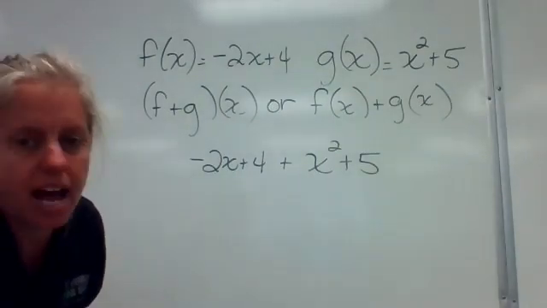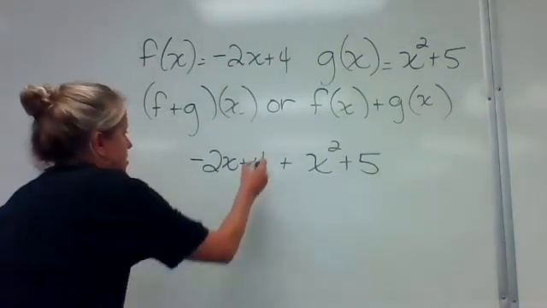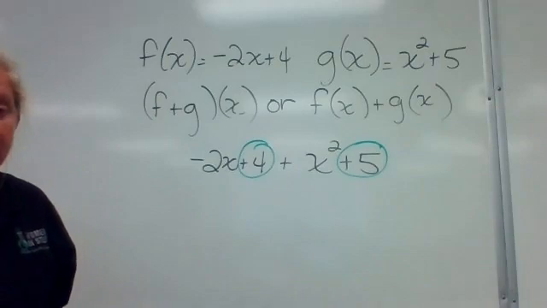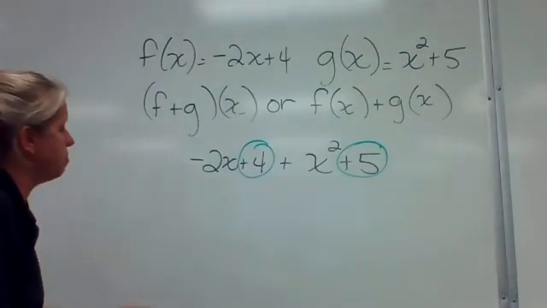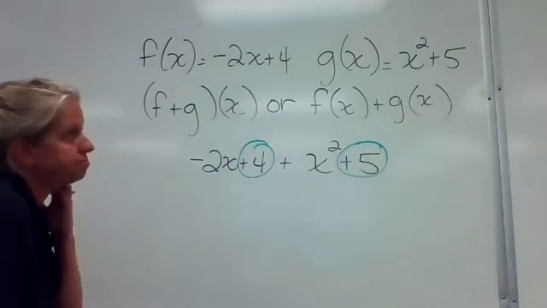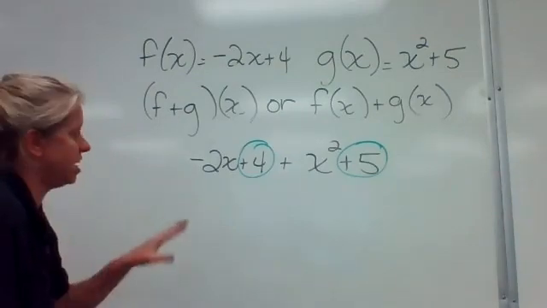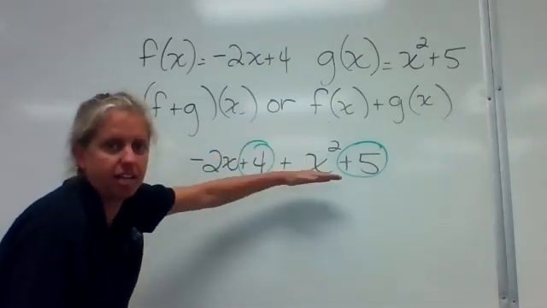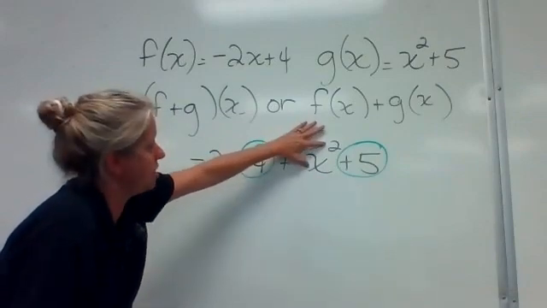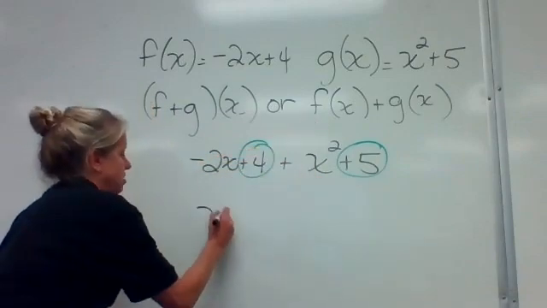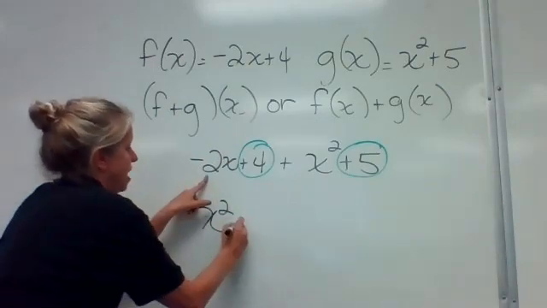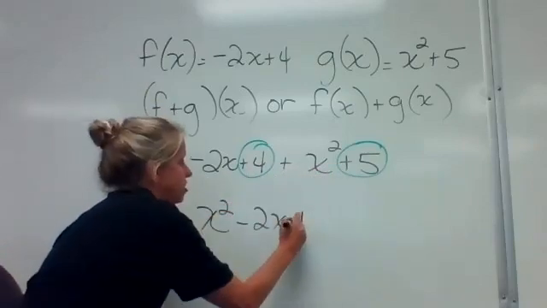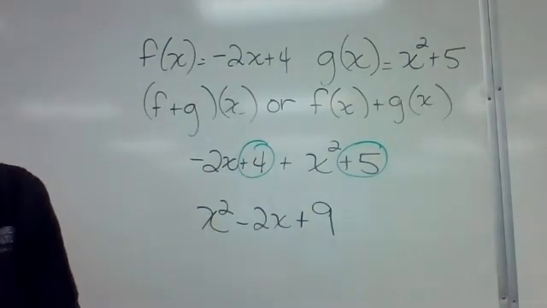So the terms that are like would be this 4 can go with that 5. Right? The other terms don't have anybody that's like them, so they're on their own. Now remember, when you are writing your answer, just math etiquette always says that you always start your answer with the one that has the highest exponent and then go down from there. So my term that has the highest exponent is that x squared. Then I have the minus 2x. And then I put my 4 and 5 together to get positive 9.